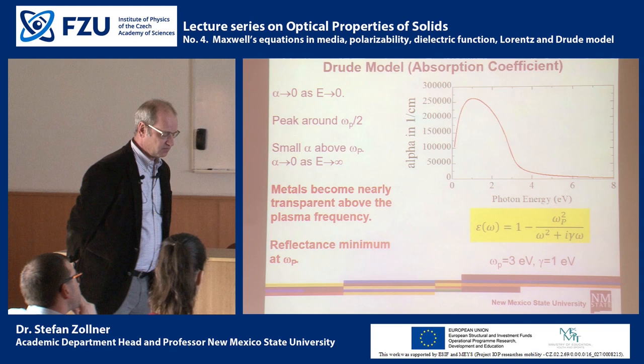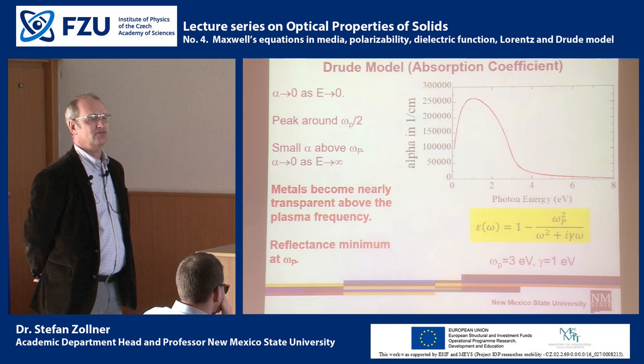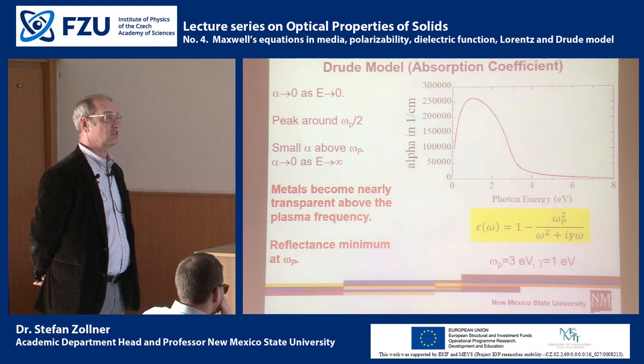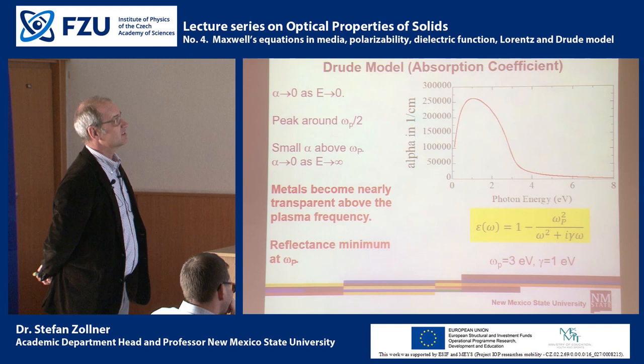absorption coefficient becomes small. This statement that metals become transparent in the UV is not exactly true, because we will also have interband transitions. The metals absorb not only because of the free charges, but in metals we will also have absorption from bound charges, and that's why not all metals truly become transparent, but some metals absorb much less in the UV than in the visible.